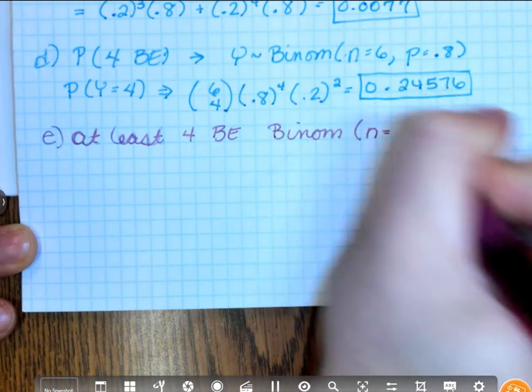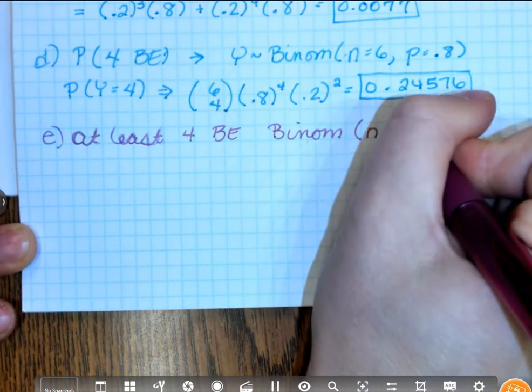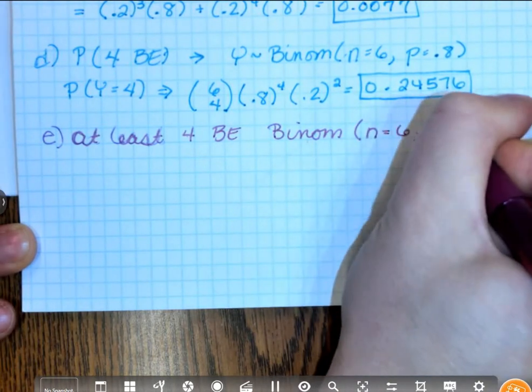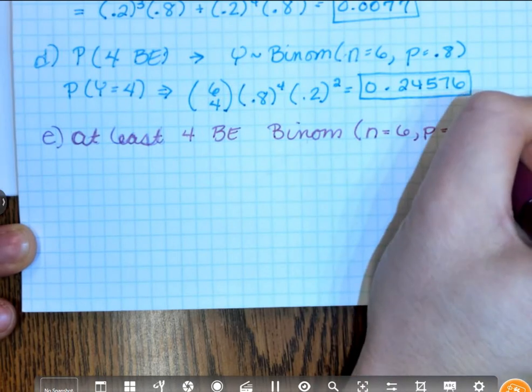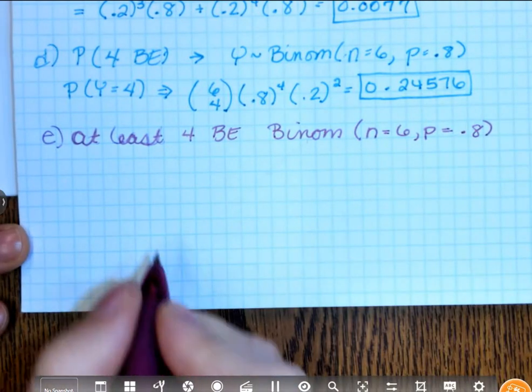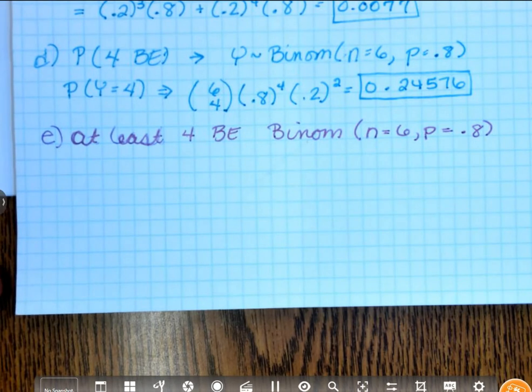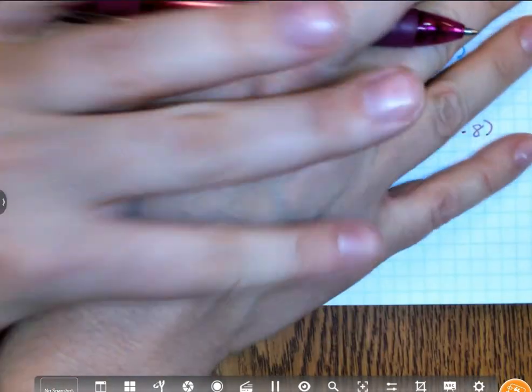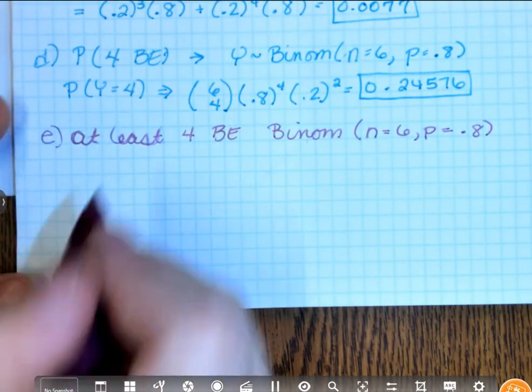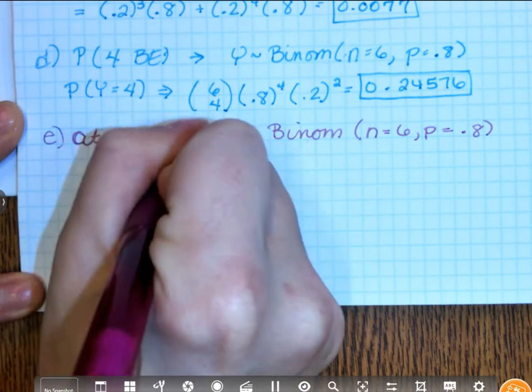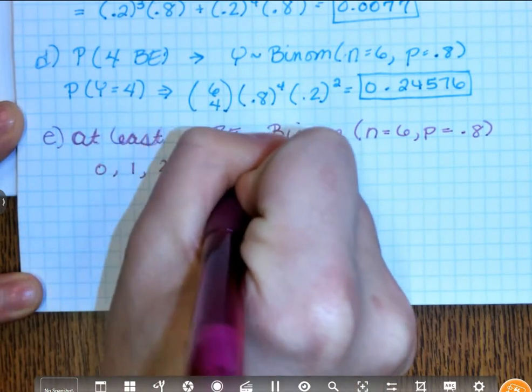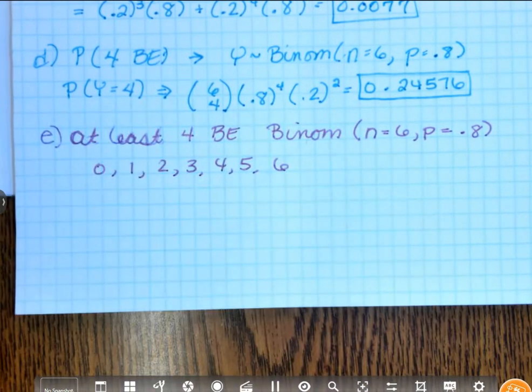Where how many set number of trials? 6. What's the probability of success? 0.8. So what is the smallest number of successes I could have out of those 6 trials? Smallest number possible, not just in this problem, but possible. 0. What's the most? 6.